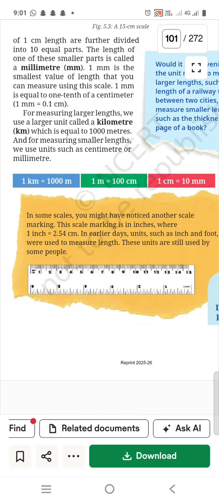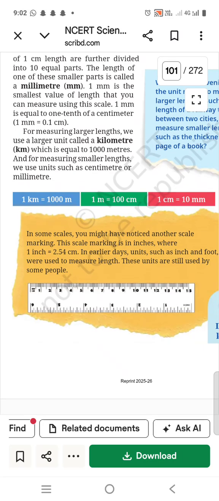1 millimeter is equal to 1/10 of a centimeter, that is 0.1 centimeter. For measuring larger lengths we use a large unit called a kilometer, km in short, which is equal to 1000 meters. And for measuring smaller lengths we use units such as centimeter or millimeter.